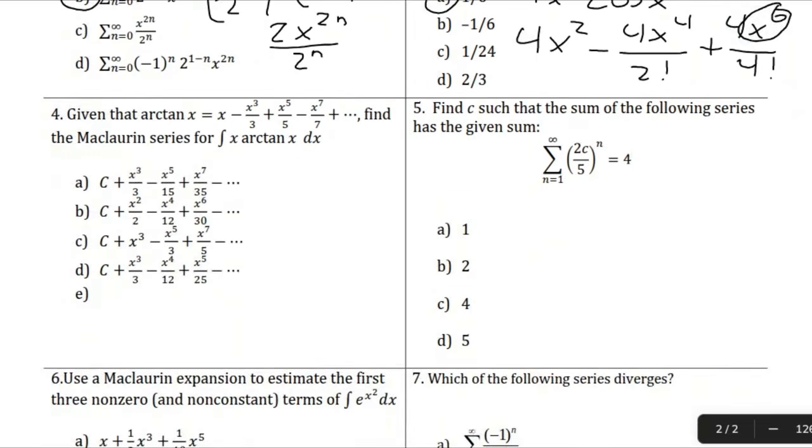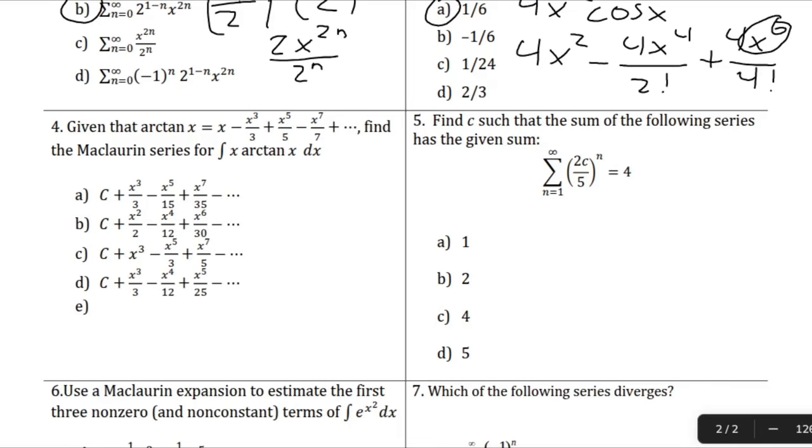All right, number 4. Given that the arctan Maclaurin expansion is x minus x to the 3rd over 3 plus x to the 5th over 5 and then minus x to the 7th over 7 and so on, find the Maclaurin series for the integral of x arctan x dx. So first we need to find x arctan x, and that's going to be multiplying the arctan here times x. And that's going to be pretty simple.